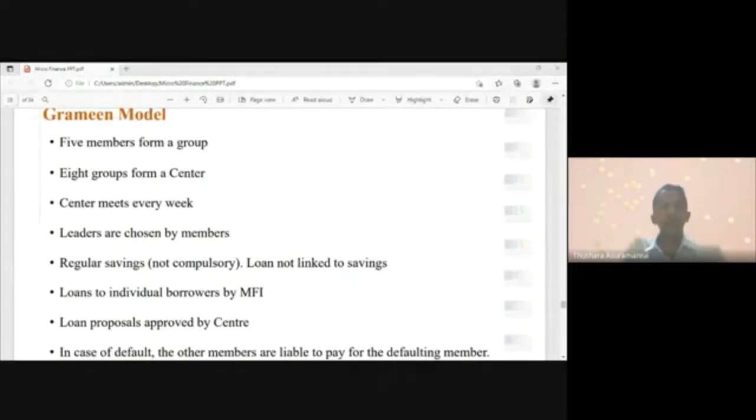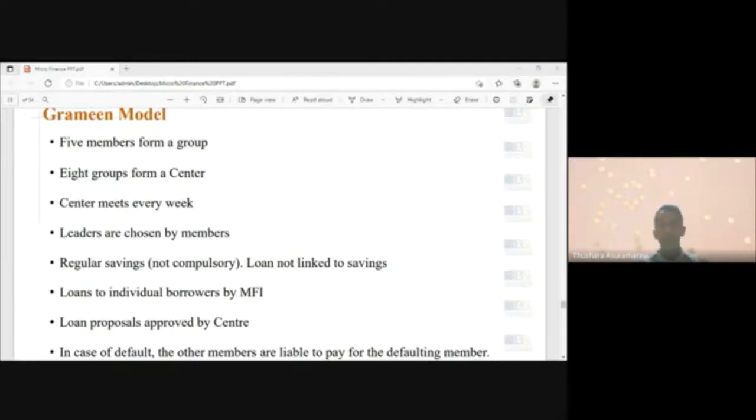In the Grameen model, it's more like a joint liability group, but it's more formal and more acceptable. There you have 5 members in a group, and again, they might engage in different business activities. Then 8 groups form a center. Now there is a concept called center. There are 5 members in a group, and like that, 8 groups can make a center.